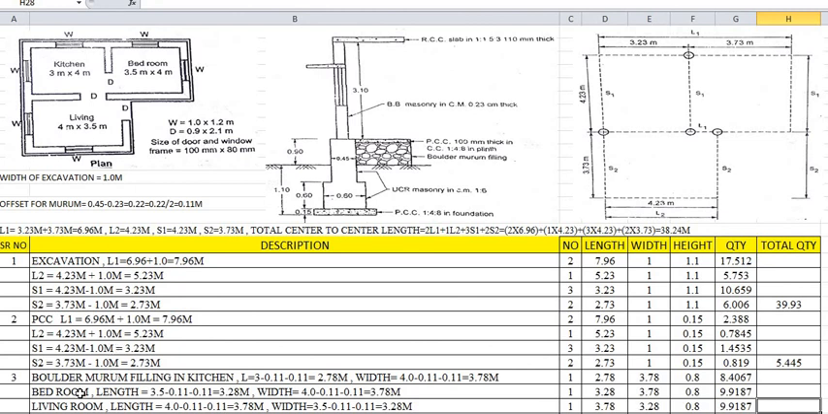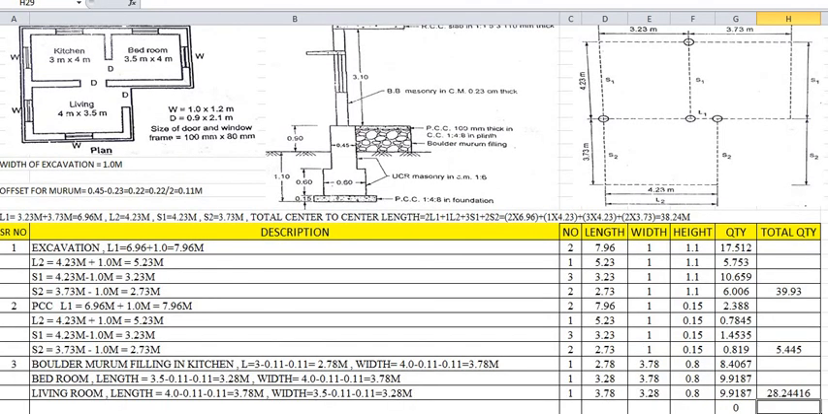In how many places will there be murum filling? Kitchen, bedroom and living room. Only in these 3 rooms there will be murum filling. We have calculated this murum filling by the offset. Just we have to add these 3 quantities, so this plus this plus this. It comes to be 28.24416. Okay. In this way we can easily calculate the different quantities.